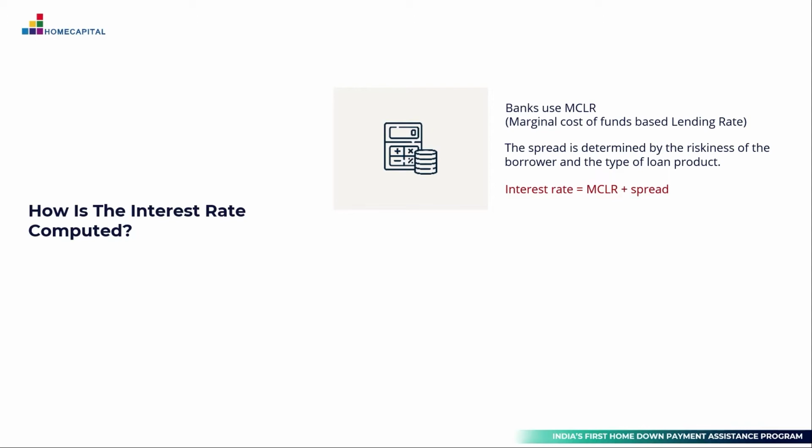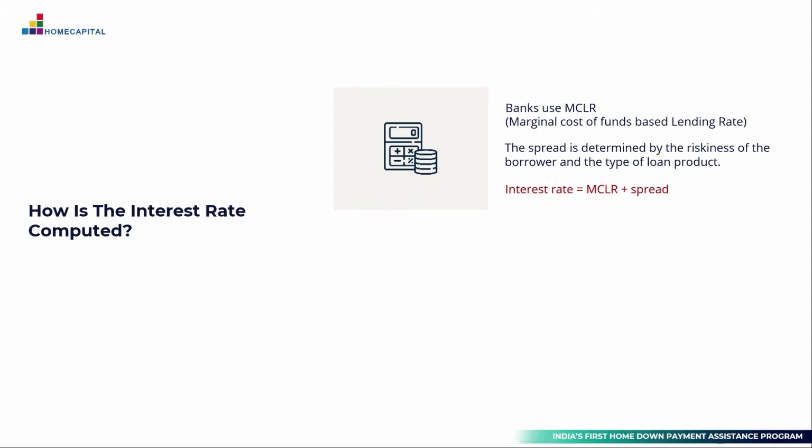So if you are considered a good borrower, somebody who has a good credit score and a good credit history, the spread for you would be lesser compared to somebody who does not have a very good credit history. So the rate at which the bank would lend to you would be determined as the MCLR rate plus the spread the bank wants to earn, which is determined based on the risk they perceive when they lend the money to you.